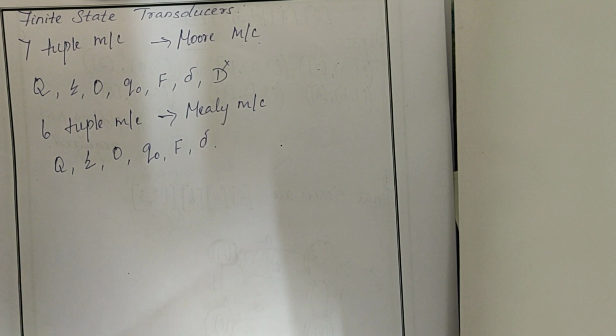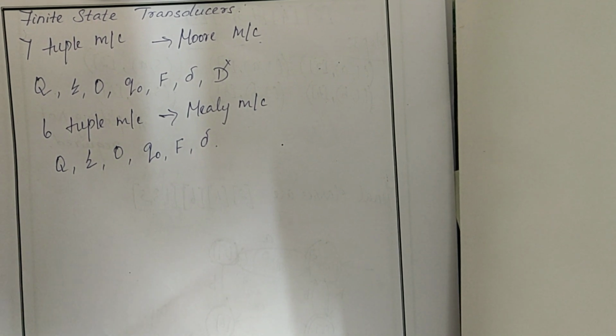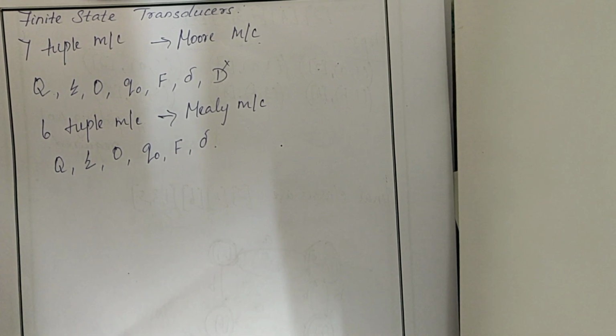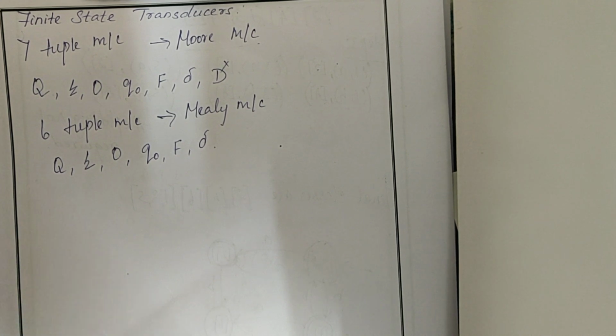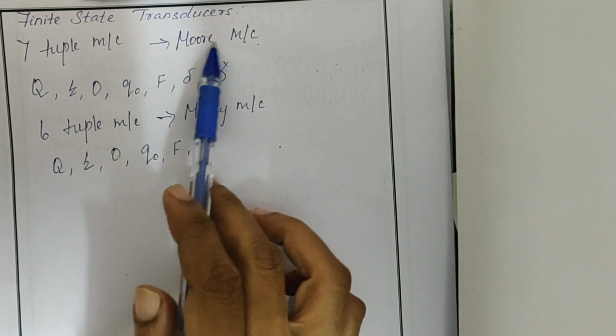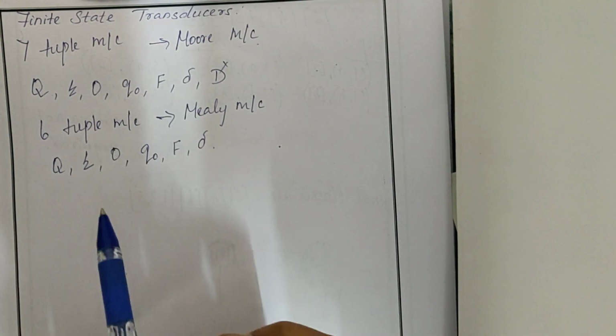So my finite automata is just a language recognizer. Other than this accept or reject, it won't give you any output. But if I need a specific output, I should go for transducers. For transducers, I have two types, Moore machine and Mealy machine.